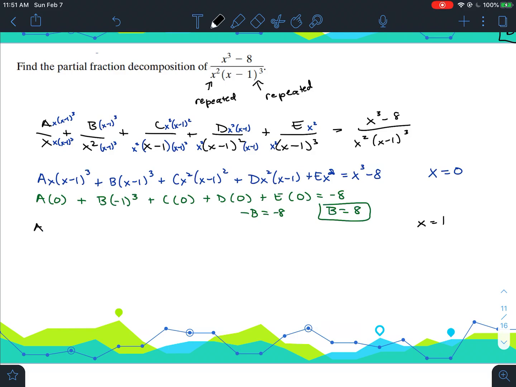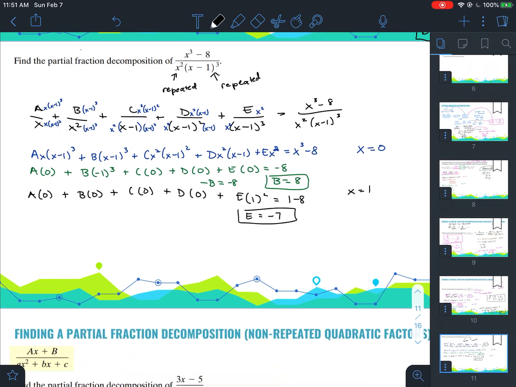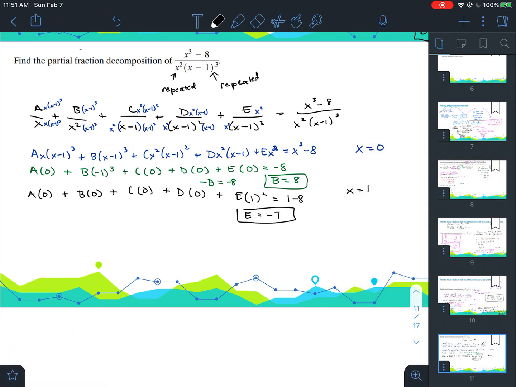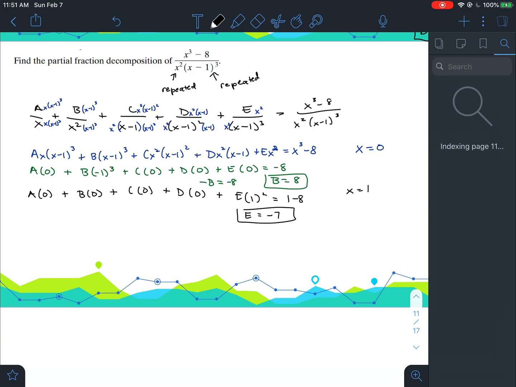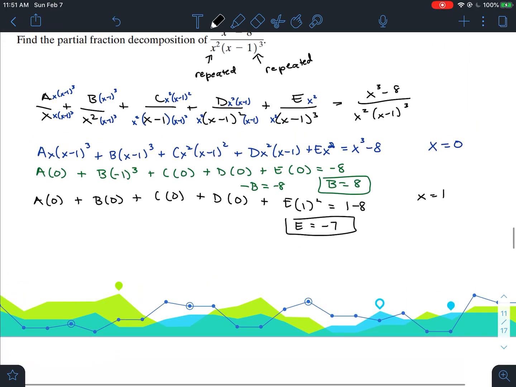So we get a times 1 times 0, so that'll be a times 0 plus b times 0 plus c times 0 plus d times 0 plus e times 1 squared is 1 is going to equal 1 cubed is 1 minus 8. So this is going to be e is going to equal negative 7. So now I have e and b. So now I've got to find the rest of them.